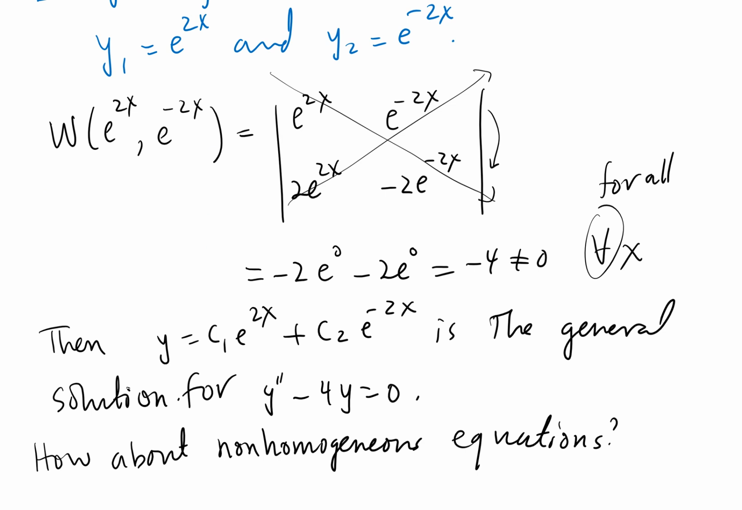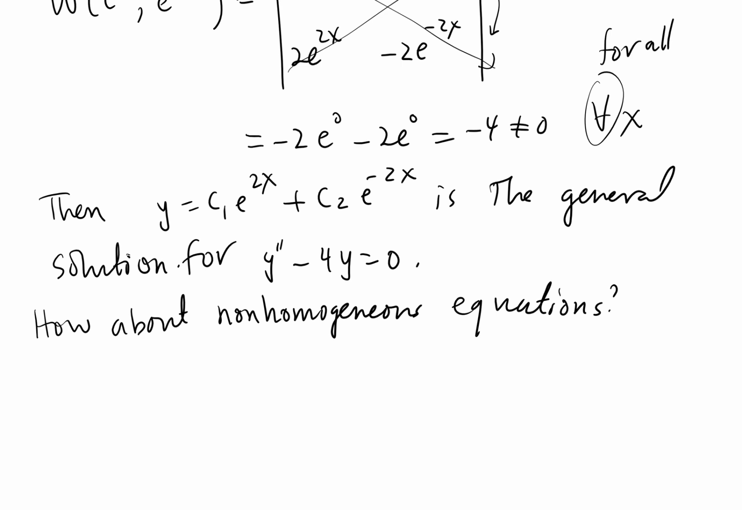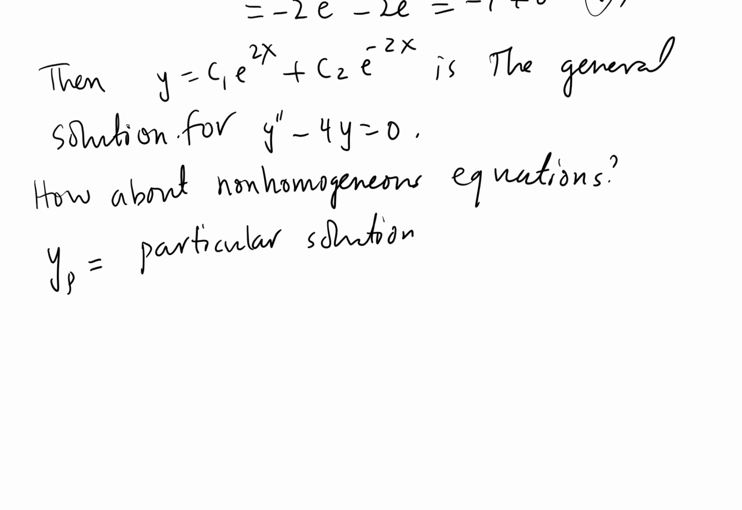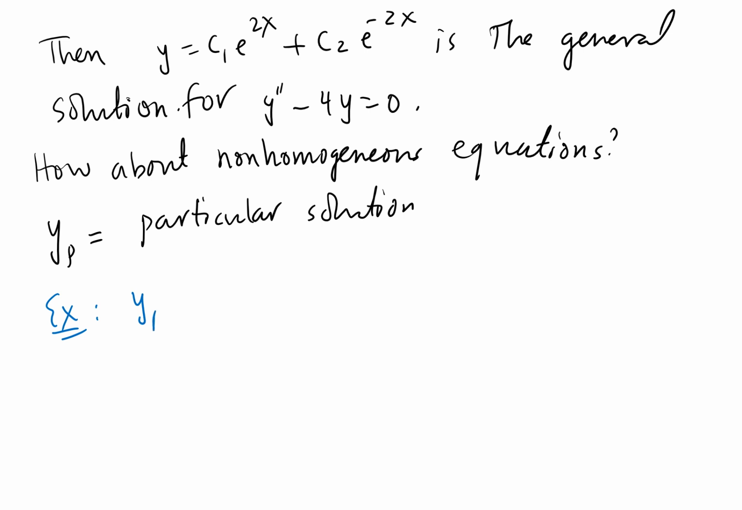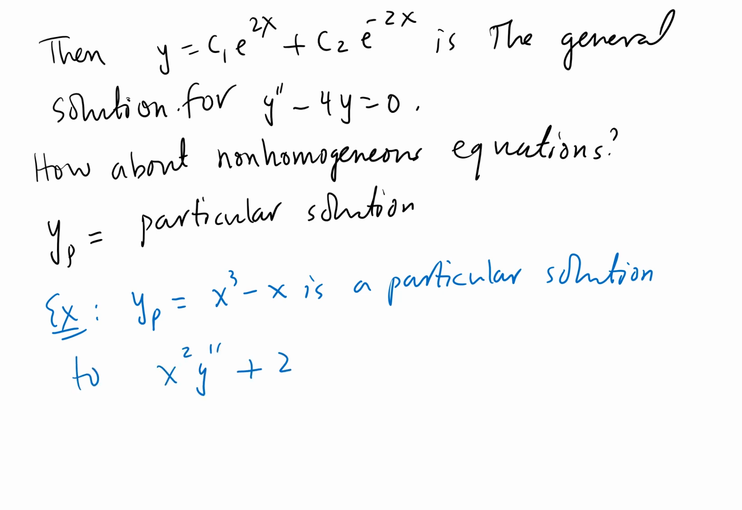Now, how about non-homogeneous equations? How do we work with this one? To work with non-homogeneous equations, we start by introducing what we call y sub p. This is a particular solution to the differential equation. Let's take an example to start with. y sub p, which is x cubed minus x, is a particular solution to the differential equation x squared y double prime plus 2xy prime minus 8y equals 4x cubed plus 6x.